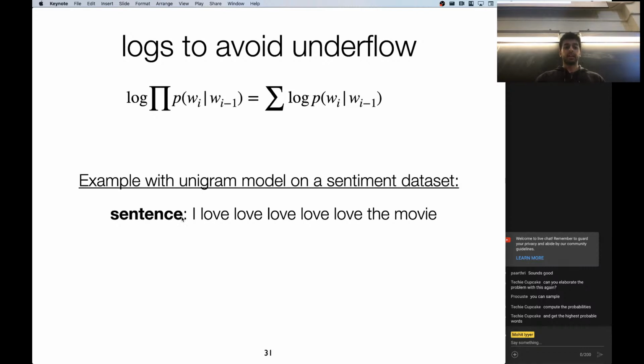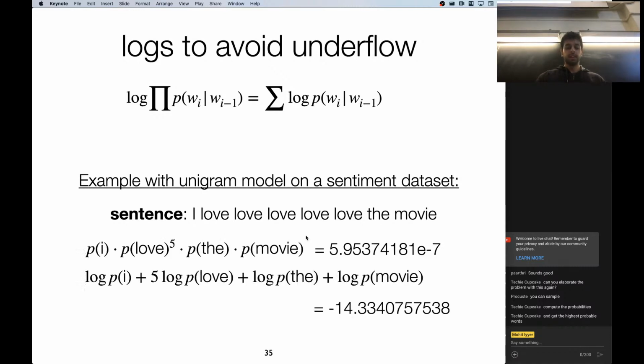So let's take a look at how this works. If I have this sentence, this is an actual sentence from some movie review corpus. I love, love, love, love, love the movie. The probability of the sentence is like 5.9 times 10 to the negative 7, so it's very low. The log probability of this is minus 14, so this is much more tractable to work with. In any implementation of a language model, regardless of what type it is, it will always be working with the log probability.